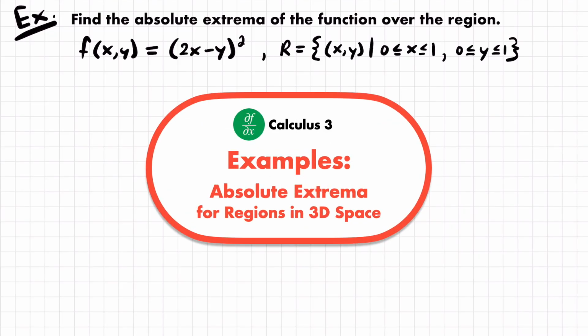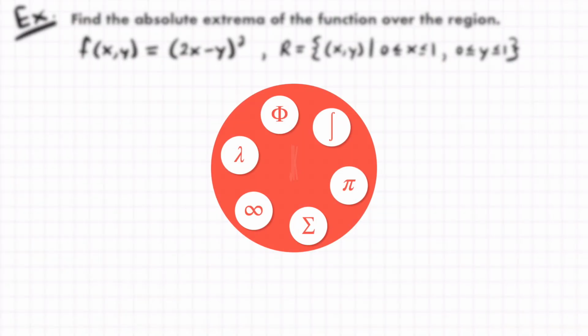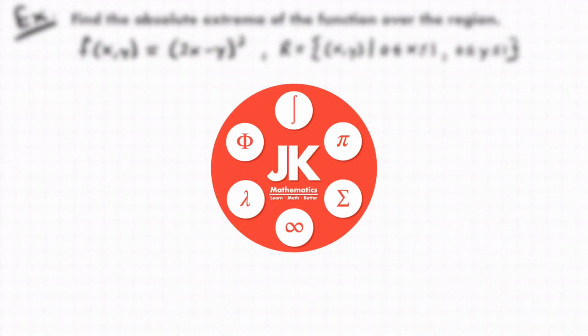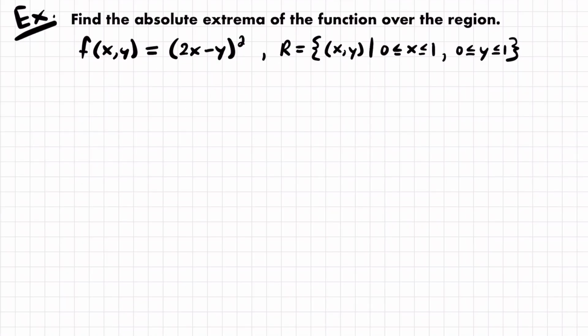Welcome back. Let's practice finding absolute extrema for regions in 3D space. Alright, so here's our first example. We want to find the absolute extrema of the function over the region. And we're given the multivariable function f of x y is equal to the quantity 2x minus y squared, and the region that includes x and y values such that x is between 0 and 1, including both 0 and 1, and y is between 0 and 1, also including 0 and 1.